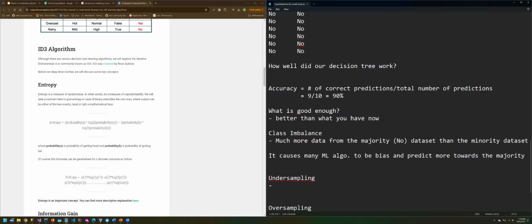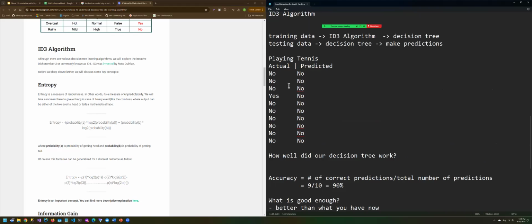Undersampling is when, instead of taking all of the data set, you only take enough of it. So here we have 10 examples and we would only take four, right? So undersampling is when you only include enough from the data set so that the bias between the majority and the minority class is not that big of a deal.